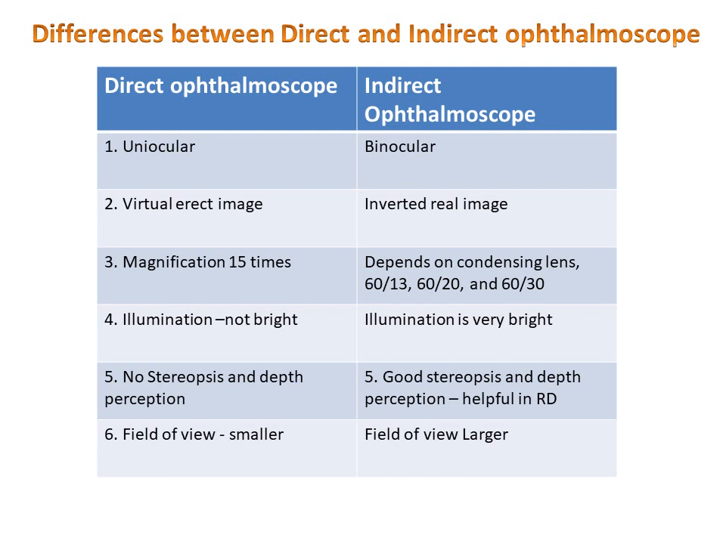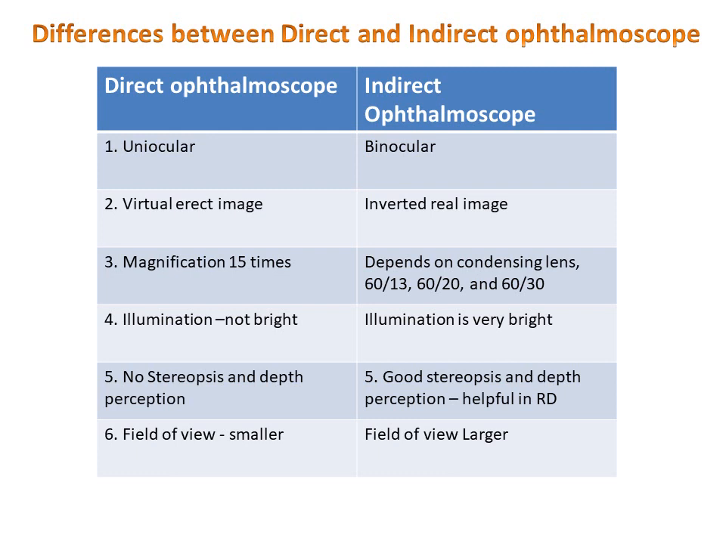In direct ophthalmoscopy, you must remember that it is uniocular, while indirect ophthalmoscopy is binocular. A virtual erect image is formed behind the patient's fundus in the case of the direct ophthalmoscope, while in the indirect ophthalmoscope what you see is an inverted real image formed between the condensing lens and the examiner's eye. Magnification is 15 times in the case of the direct ophthalmoscope, while in the indirect ophthalmoscope the magnification depends upon the condensing lens used.